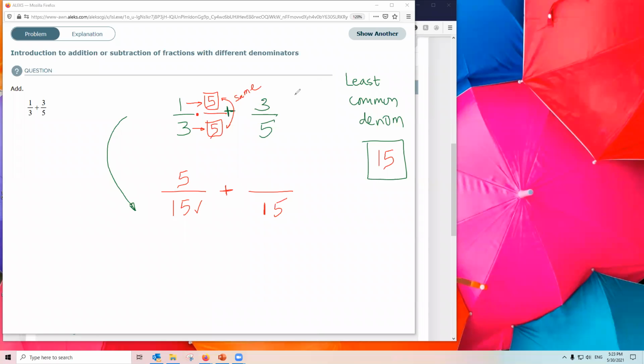All right, let me go to the second fraction. I'm going to do the same thing. I'm going to multiply by a number over itself. Again, these two red boxes must be the same number.